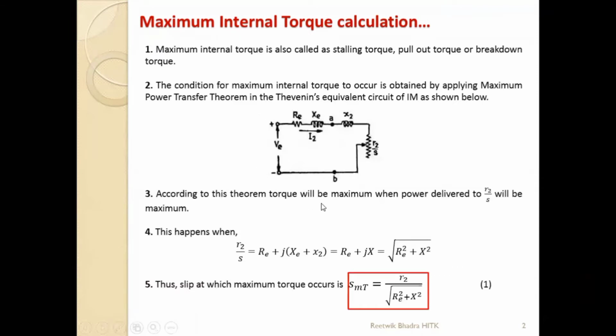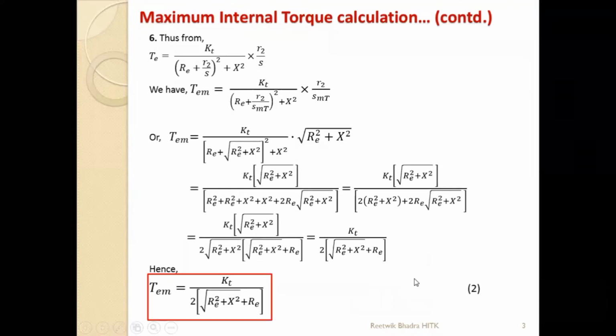But you have to draw this circuit and apply the maximum transfer theorem like I have written over here. No need to write all these points. You can draw this circuit and write applying maximum power transfer theorem. We get R2 by S is equal to this, and SMT from here is this, and then we'll follow this procedure. Maximum I can give 5 marks for this derivation. 5 to 6 marks you can get for this derivation.